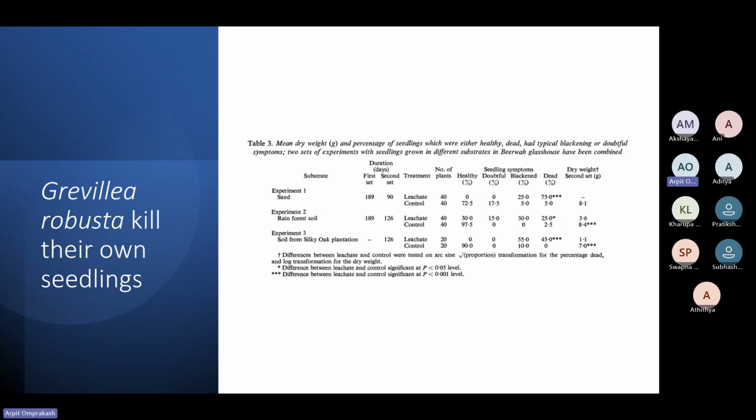So here's another example where basically the Grevillea robusta kill their own seedlings if they are in the nearby area, right? So basically, what they did is they have these trees. They will give them water. And once the water is in the ground and it is leaching beyond the roots, they'll collect the water and give the water to the seedlings. This water is known as leachate because it is leaching away, or absorbing, all the chemicals that are secreted by the roots of this plant.